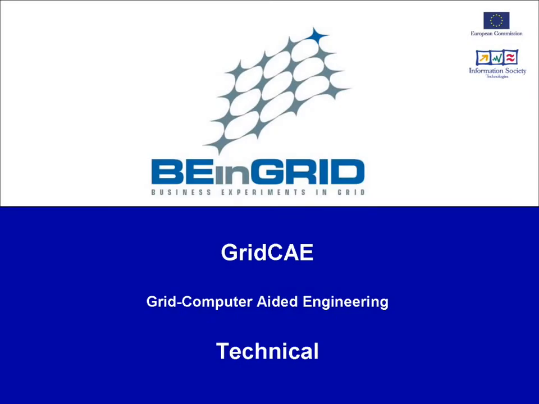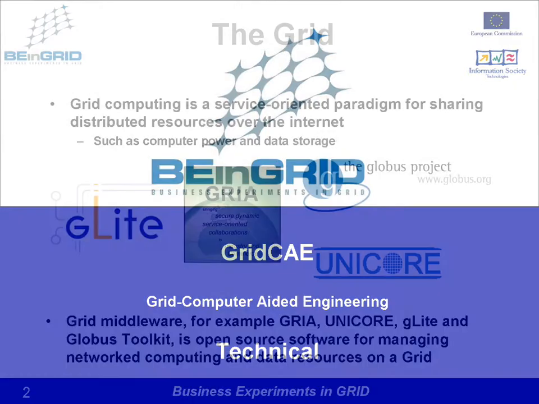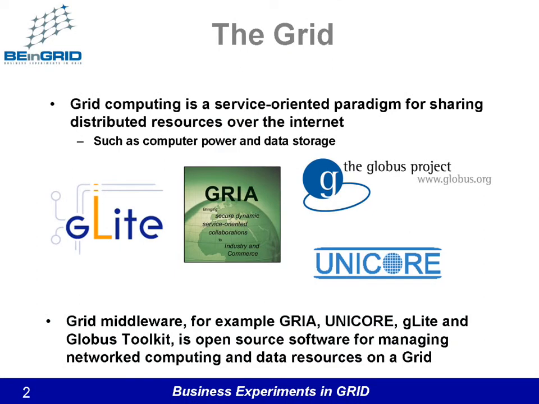This video will give a technical overview of GridCAE. Grid computing is a service-oriented paradigm for sharing distributed resources over the internet. It primarily focuses on sharing compute resources and data storage, although it can also be applied to resources such as sensors and telescopes. Grid middleware, for example GridCAE, Unicore, G-Lite and Globus Toolkit, is open source software for managing networked computing and data resources.